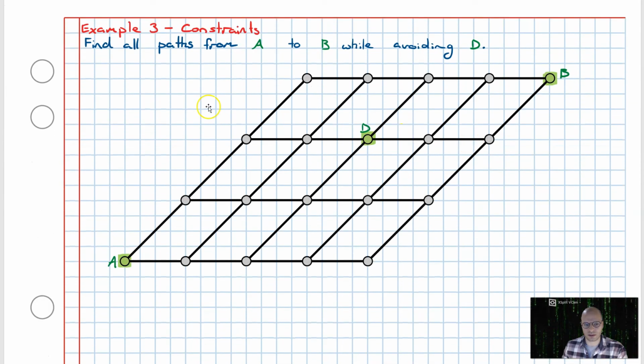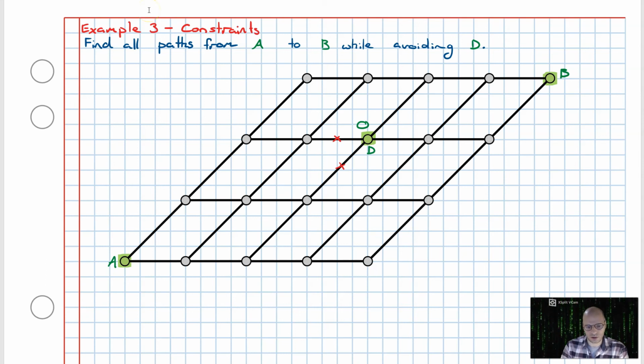Example 3. Find all paths from A to B while avoiding D. Similar to the previous question, except rather than making everything funnel through node D, we have to avoid node D at all costs. The way in which we do this is we say that node D is no longer a sensible pathway to go along. As a result, this path here and this path here are not sensible paths, or you're not permitted to travel along them. And as a consequence, node D itself is going to have a path count of 0.